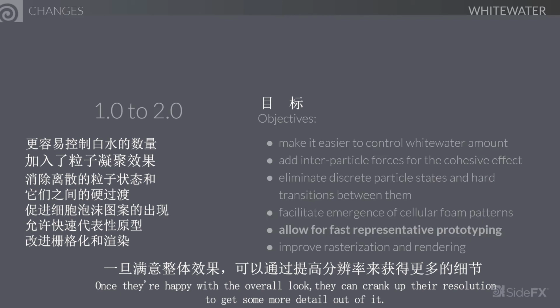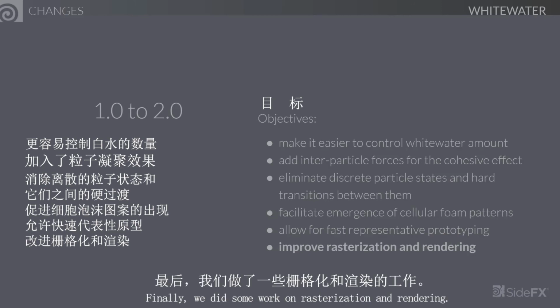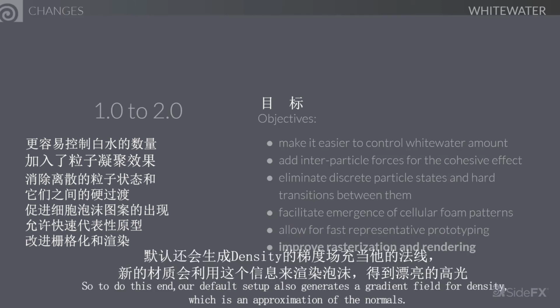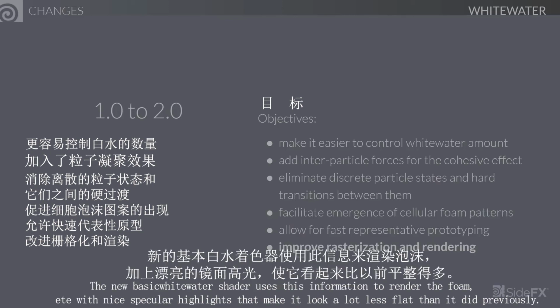Finally, we did some work on rasterization and rendering. So to this end, our default setup also generates a gradient field for density, which is an approximation of the normals. And the new basic whitewater shader uses this information to render the foam, complete with nice specular highlights that make it look a lot less flat than it did previously.